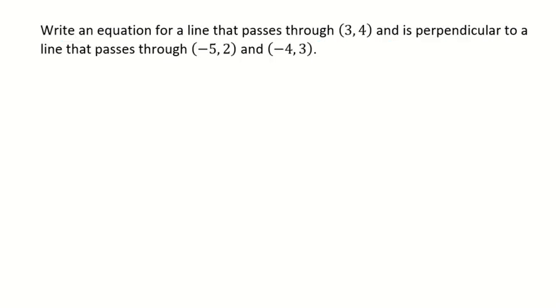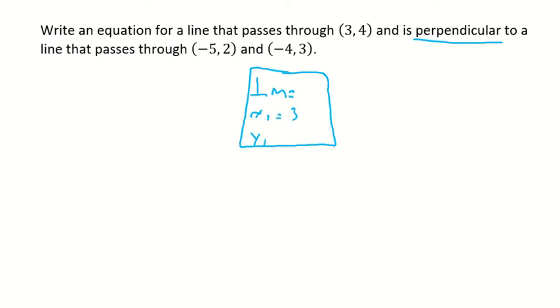Our next example will show they give us a given point. Let's get this box set up ready to go. A perpendicular slope. And then the given x1 of 3 and y1 of 4.